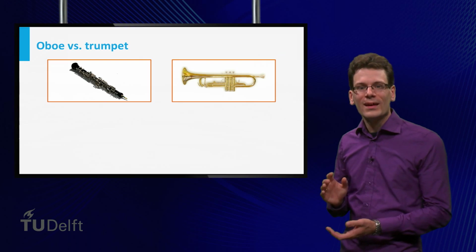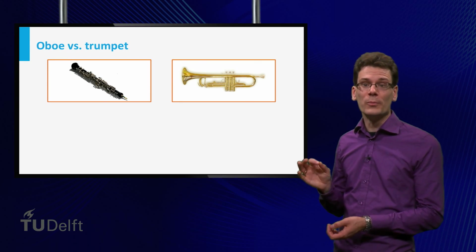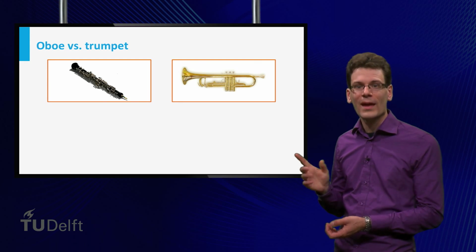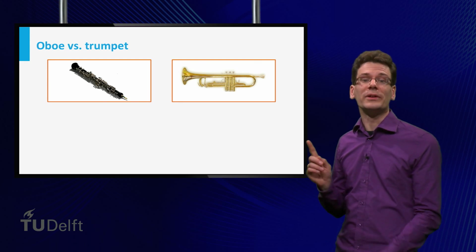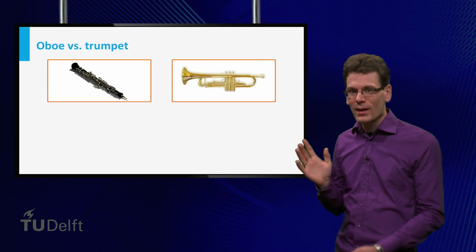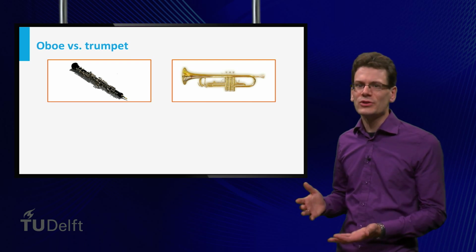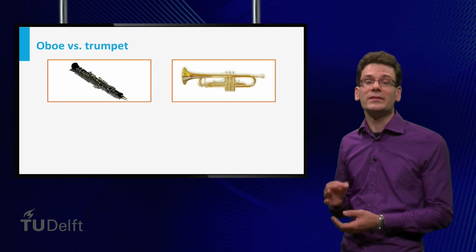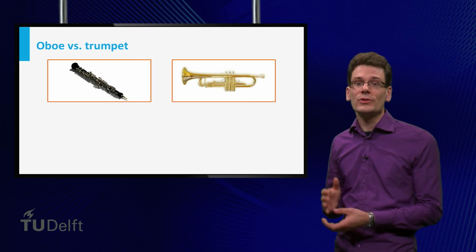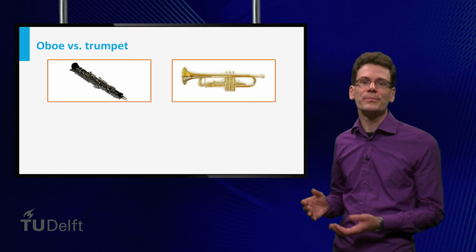Hi there. This is the sound of an oboe. And this is the sound of a trumpet. The frequency and volume of these two sounds is the same, and yet you clearly hear a difference. They differ in timbre. Because of this, we can distinguish between these instruments.